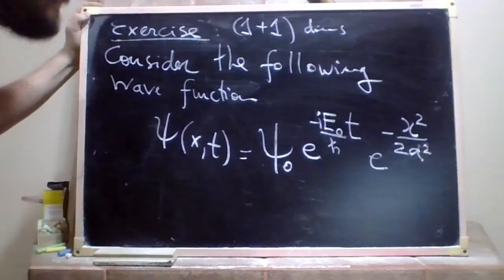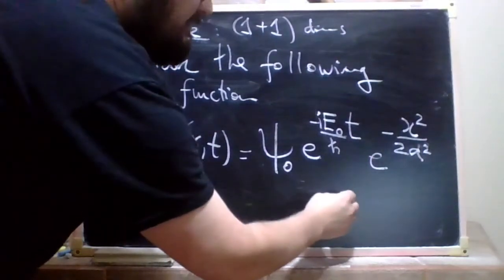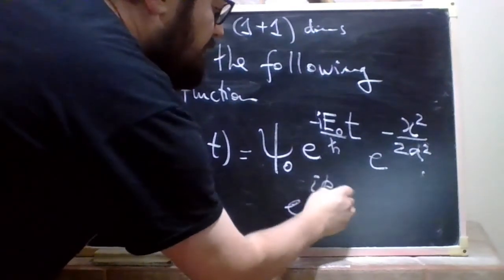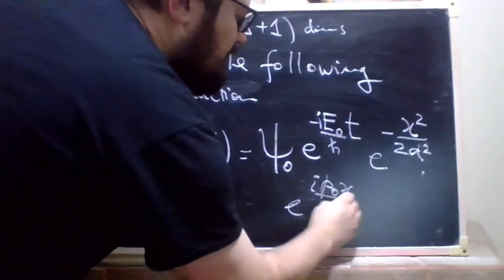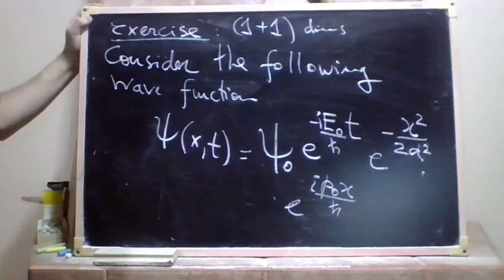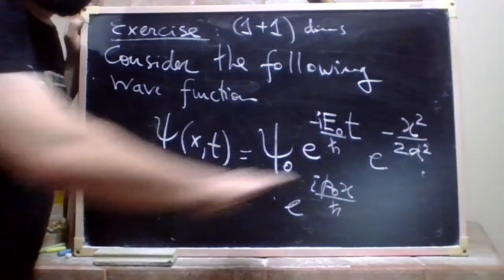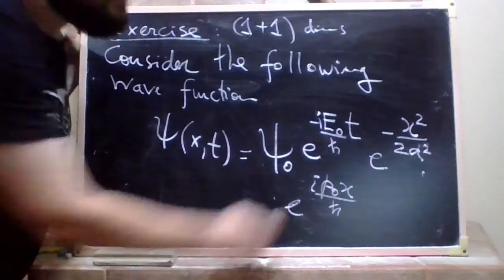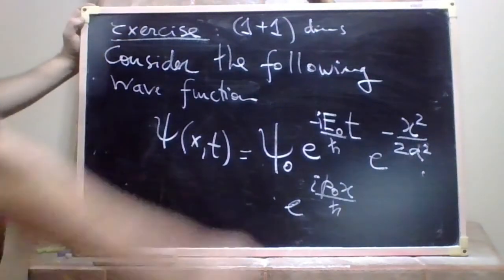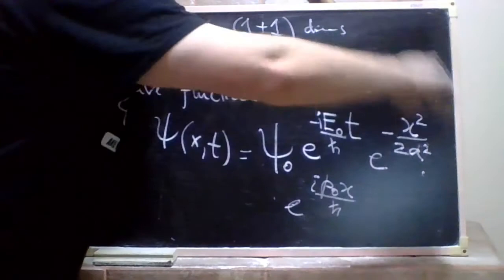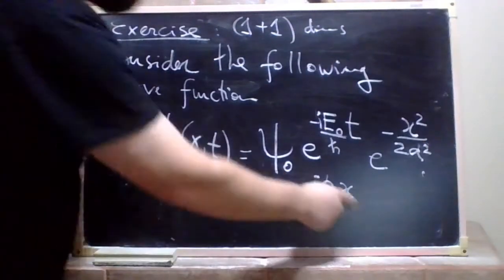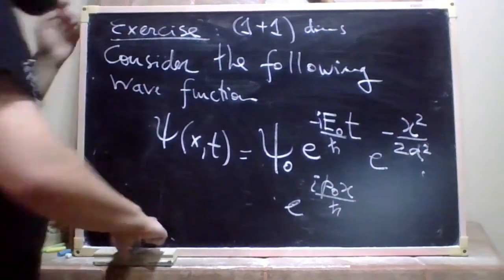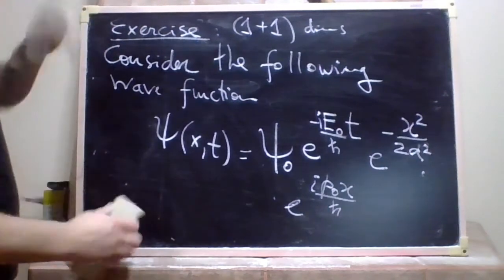So this is a Gaussian packet. You can also multiply it by something like e to the i p0 x divided by h bar. So it's a wave packet moving in the forward direction on the x-axis. If you change the sign here, it moves backwards on the x-axis. As time passes, this Gaussian wave packet moves in the x direction. If you put this p0 to be 0, it's just a wave packet with velocity 0.